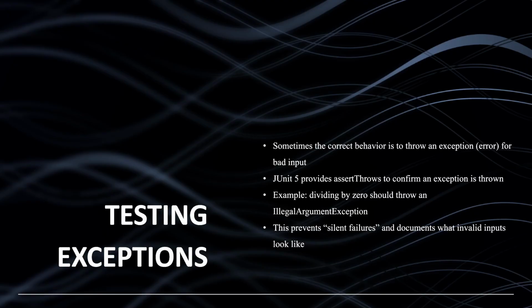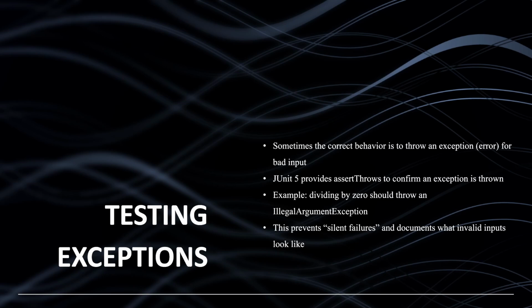Testing exceptions. Not all correct behavior is a normal return value. Sometimes the correct behavior is to throw an exception. An exception test verifies that invalid input triggers the correct error response. In JUnit 5, the main concept is you run the code and you expect an exception of a specific type. A simple example is dividing by zero. In many systems, dividing by zero should throw an error instead of returning a random number. So, a unit test would say, when I divide by zero, I expect an illegal argument exception.